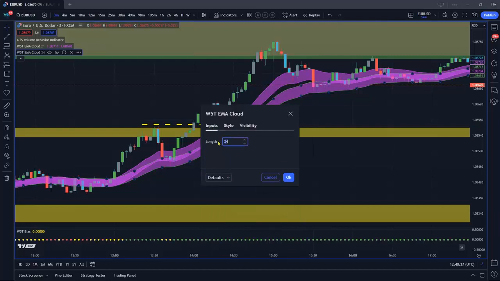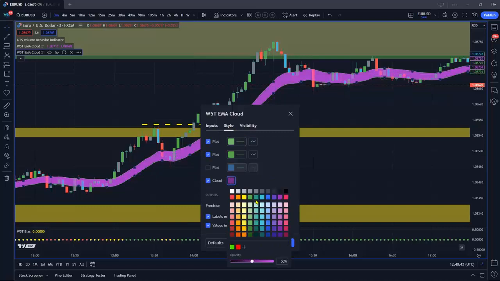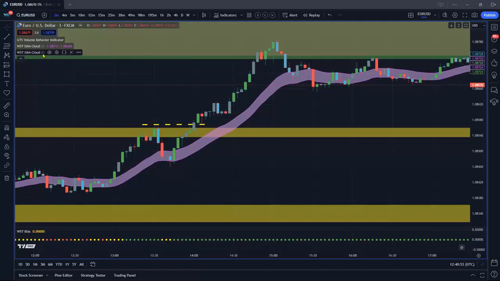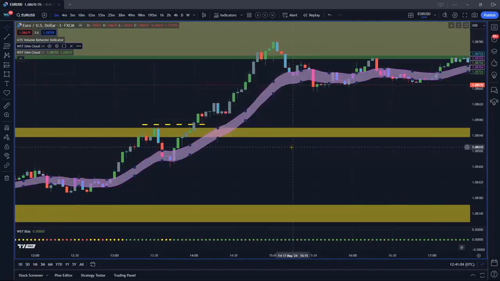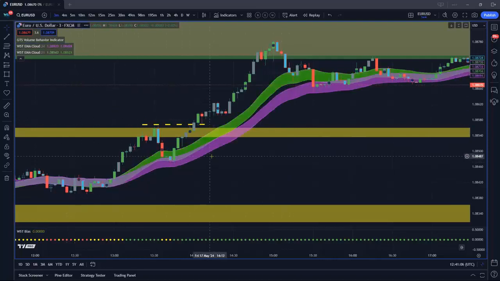And the inputs here, let's try 21 first. Oops, I've changed them both. Hang on a second. Let me just go back. I want to go 34 on that one, and 21 on that one. Okay. Now we can see we've got our standard 34 on our EMA Cloud here on the 3 minute.